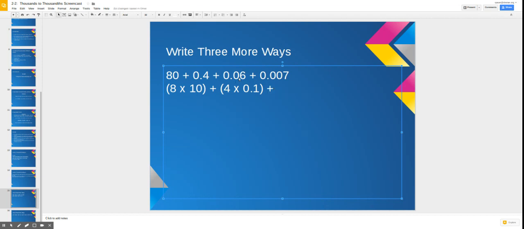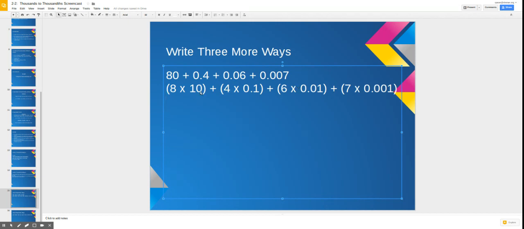Then the next digit I see is a 6. The 6 here is sitting in the hundredths place, so it must have been 6 times 100th. And then finally, the last digit I see is a 7. 7 is in the thousandths place, so it must have been multiplied by 1,000th. So we have expanded form powers of 10. Now we need to write that number in standard form and word form.